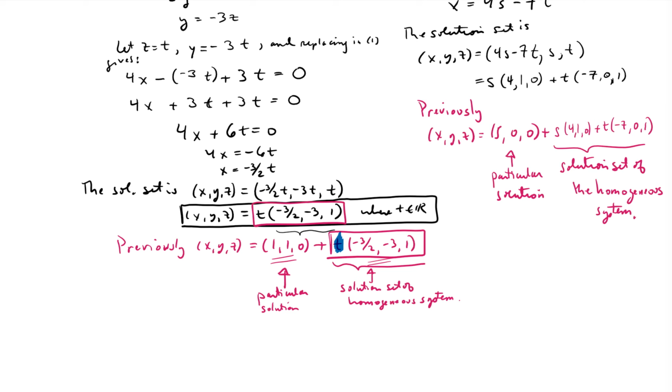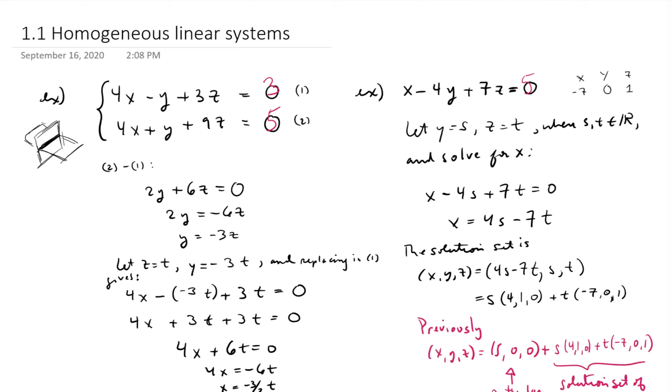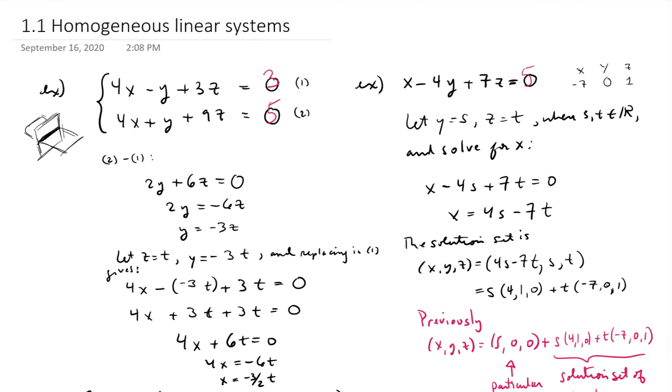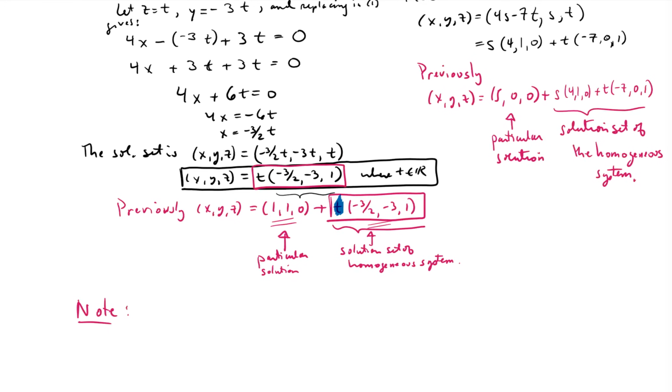So there are two things I'm going to write down. One is a small note. Homogeneous systems are always consistent because (0, 0, 0) is always a solution. Going back here, if you assign 0 to x, y, and z, of course you're going to get 0 on the other side. And the same goes here. So I always have a consistent system with a homogeneous system.